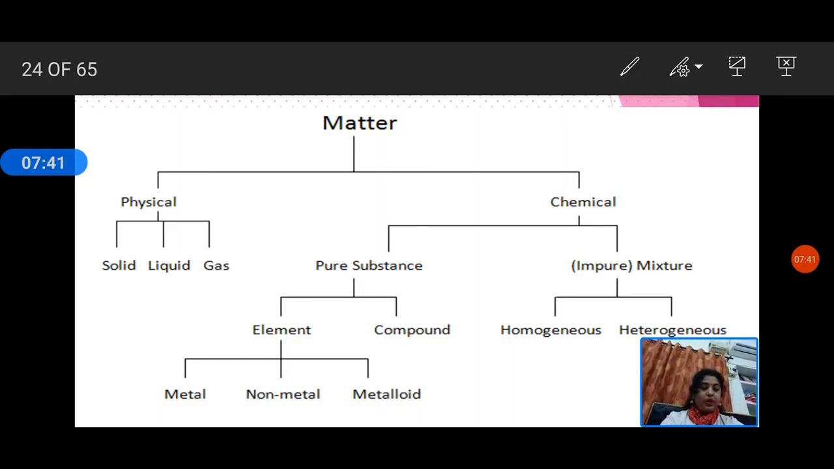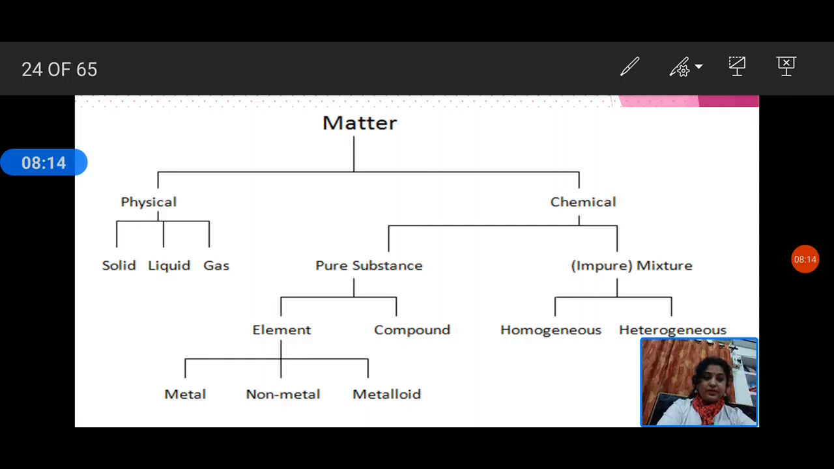Compounds. When two or more atoms of different elements combine, the molecule of a compound is formed. Compounds are pure substances and contain more than one kind of element. These elements have a fixed proportion by mass in the compound. The compound can be decomposed into the elements from which it is made by chemical method.